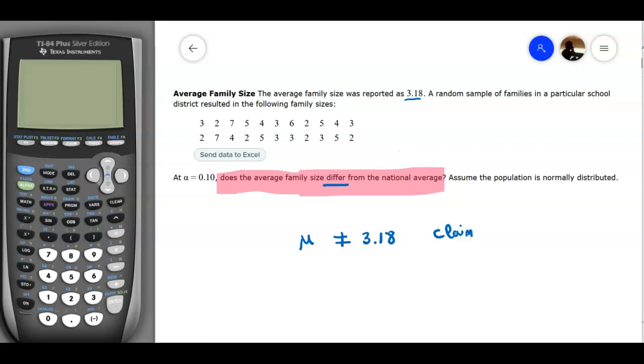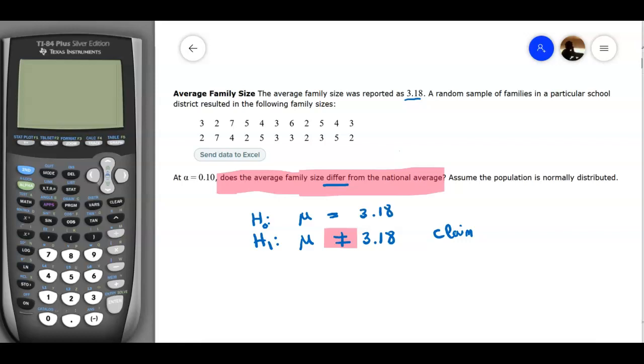Now, how can I determine whether it is H1 or H0? Because again, we have different here, all right? This is not an equal sign. This is a different, right? So this can be only H1. H0 is always with the equal sign, all right? So H0 will be the mean equals to 3.18.